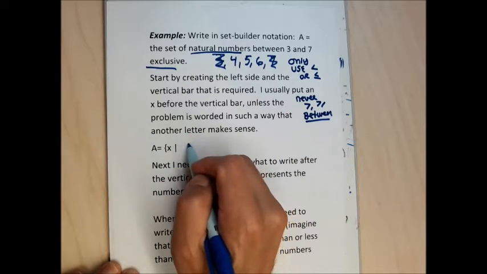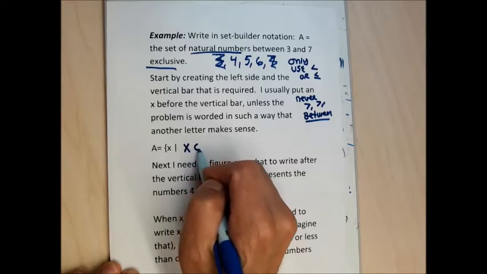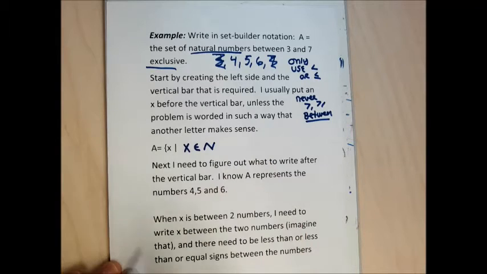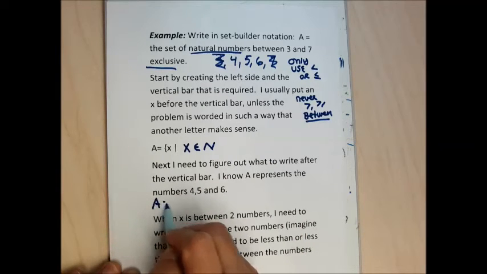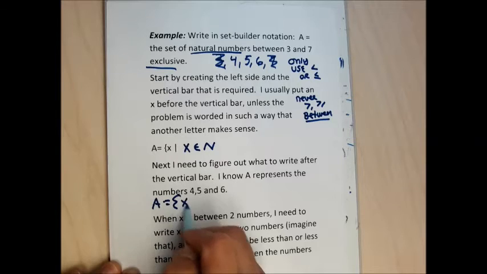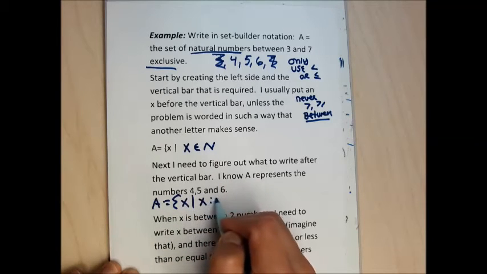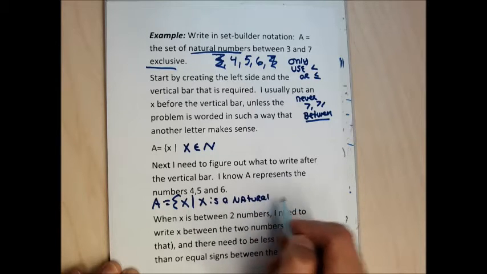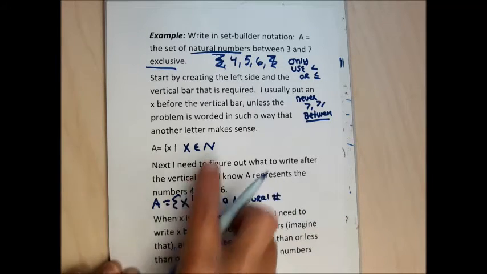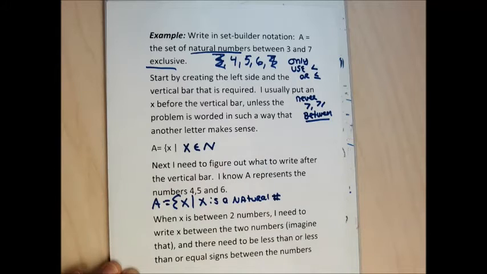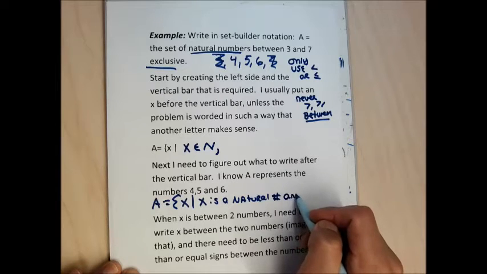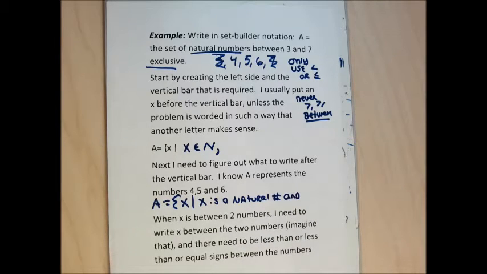So I do the lazy way. You can write the words x is a natural number, or you can write the symbols. I could have said A equals the set of all x such that x is a natural number. I like the shorthand way. And then after that, I can put a comma, or I could write the word and. The word and and a comma for us are going to work equivalently. This is the easy part of this.